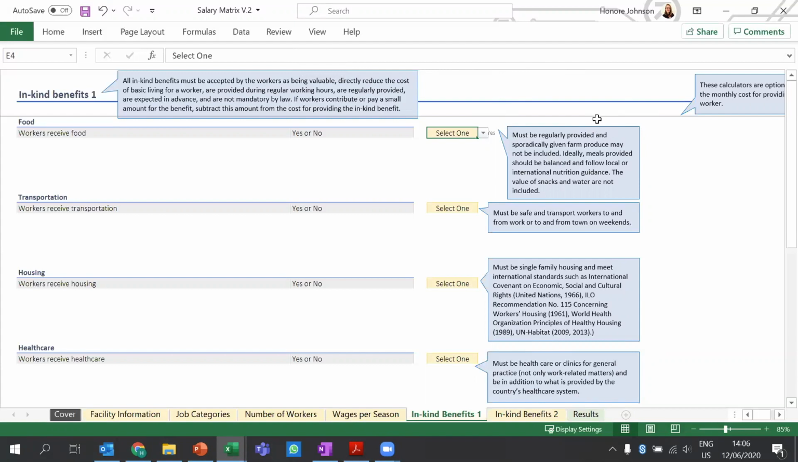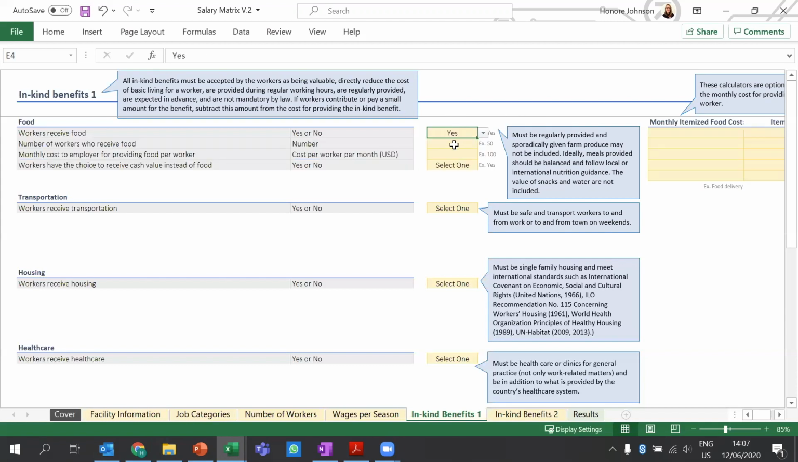For example, food must be regularly provided, and sporadically given farm produce may not be included. Meals should be balanced, follow local international nutrition guidance, and the value of snacks and water is not included. For this example, we will start by entering the yellow cell here and select from the drop-down menu, yes. In this example, we do have workers who receive food as an in-kind benefit. Next row is asking the number of workers who receive this food. In this example, we will enter 25.